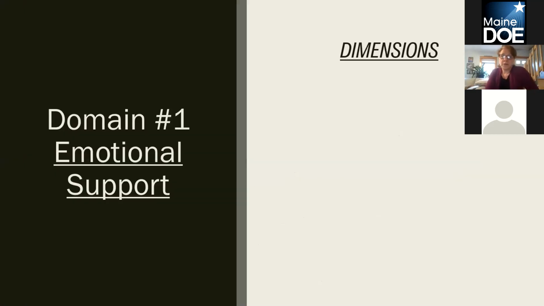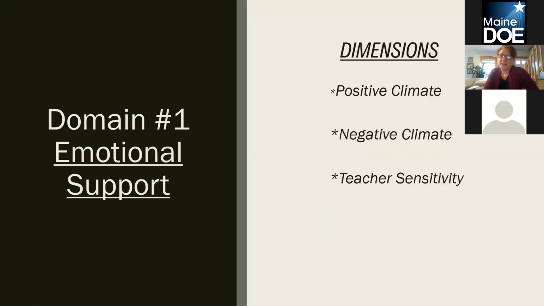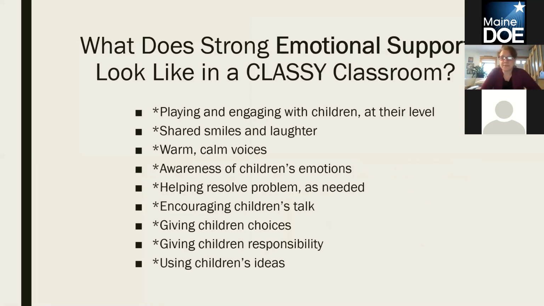So domain number one, emotional support, and the dimensions in domain number one are positive climate, negative climate, teacher sensitivity, and regard for student perspective. So what does this look like in a classroom if you have strong emotional support? What does this look like in a CLASS classroom?